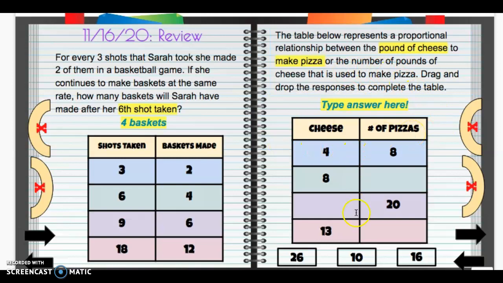Are we going down? Or are we going across? So we have 4 pounds of cheese makes 8 pizzas. So I know that 4 times 2 gives me 8. But I'm also looking here, 4 times 2 gives me 8 here. So I have to continue going through the chart and look to see, well, 4 times what can give me 8, 12? 4, 8, 12.